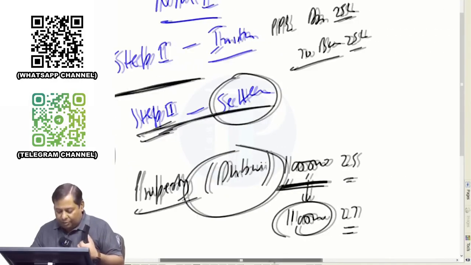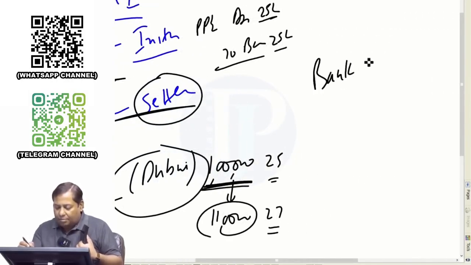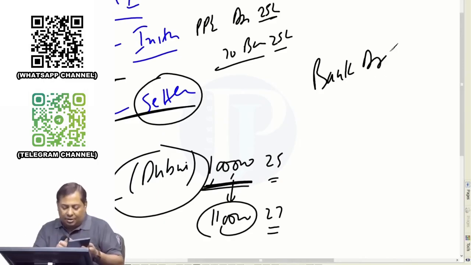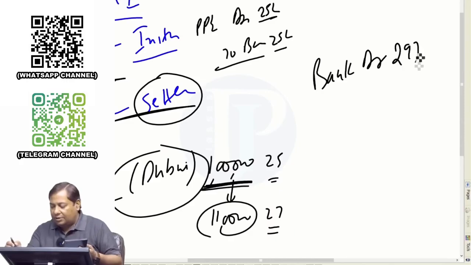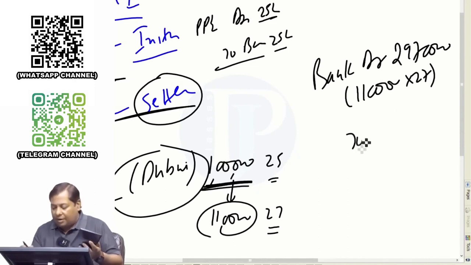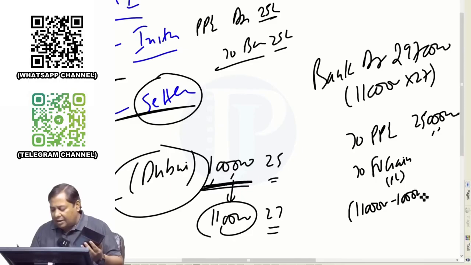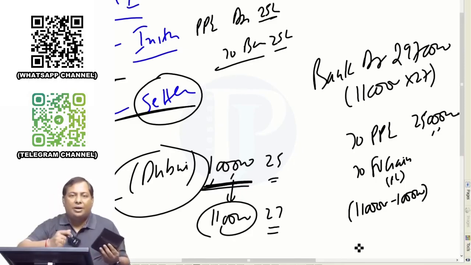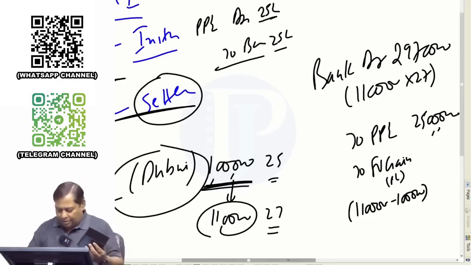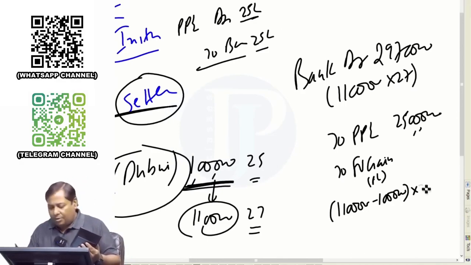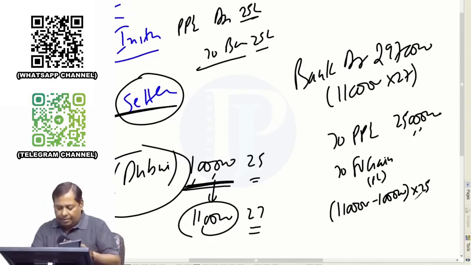Now what will be its accounting? Let me explain. I'll pass the entry: bank account debit 1,10,000 dirham into 27, so I'll get 29,70,000 rupees after multiplying 110 with 27. Then I will write PPE, which I bought for 25 lakh rupees. Now write fair value gain, which will go to P&L. You had invested 1 lakh and received 1,10,000. The value of your property has increased from 1 lakh dirhams to 110, so there's a fair value gain of 10,000 dirham. At the rate of 25 rupees, let's assume it's 2.5 lakh rupees.